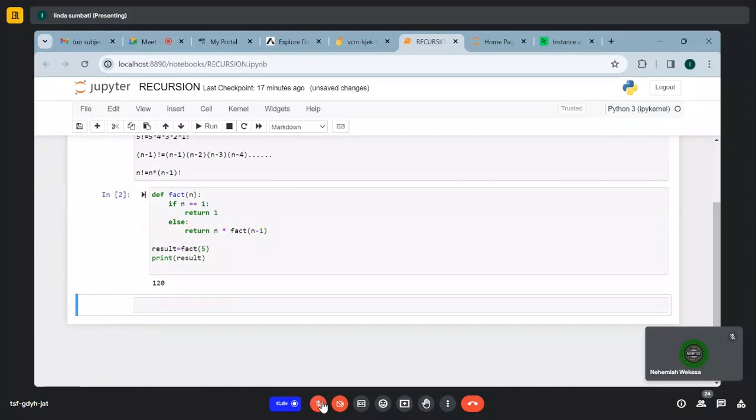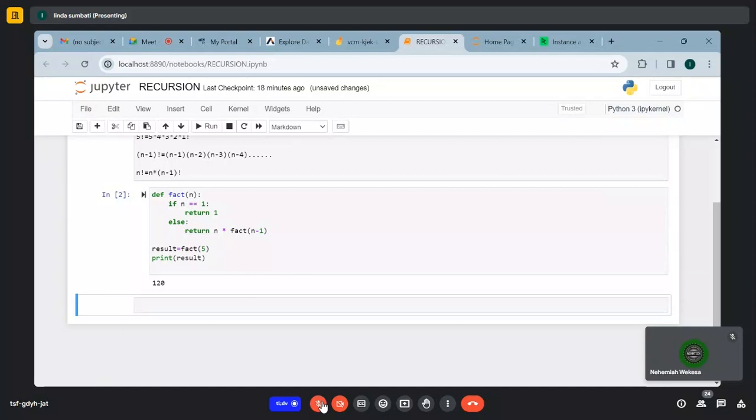Linda, must you assign that function fact into a variable known as result? No, you can do it whichever way, so long as you get the 120. You can decide to give it a variable, or you can just go ahead and call the function. It doesn't matter. Okay, thank you. So long as you get it.